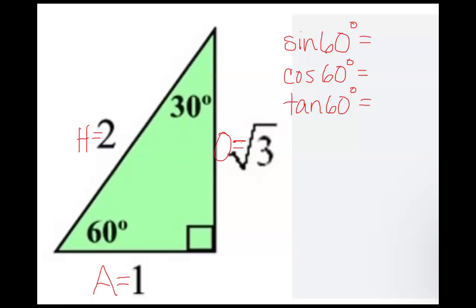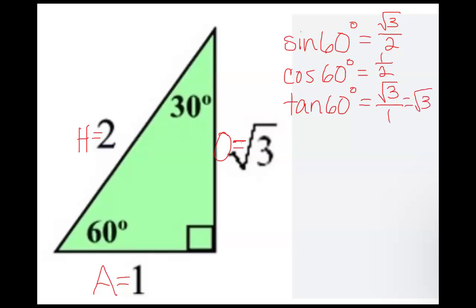So the sine of 60, SOH, is the square root of 3 over 2. Opposite over hypotenuse. The cosine of 60 is the adjacent over hypotenuse, so it's 1 over 2. The tangent of 60 is opposite over adjacent, so it's the square root of 3 over 1. So you can just simplify that to be square root of 3.